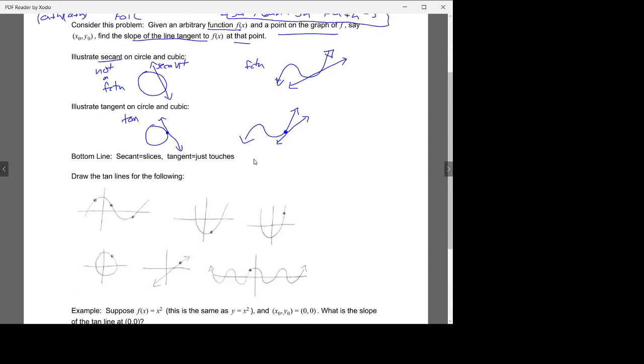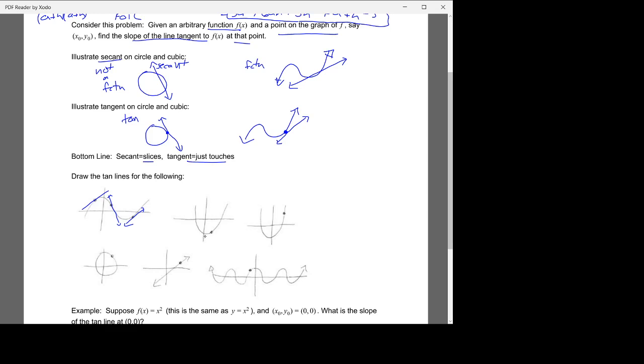And the bottom line: a secant slices, a tangent just touches. So we can draw tangent lines for the following. You might want to pause it and just draw to make sure you're seeing it. There's a tangent line. This one's really weird. It goes really close, but it slices through. And that one's a tangent.